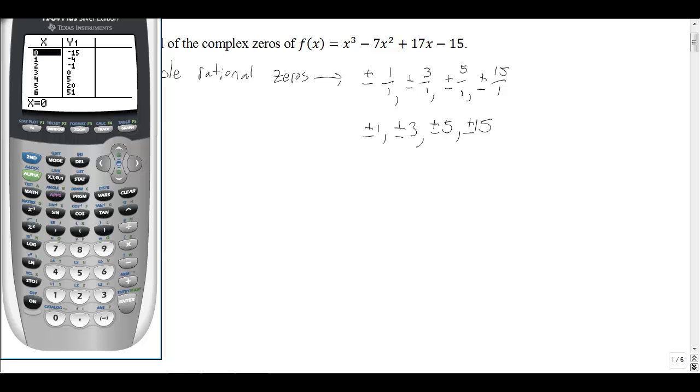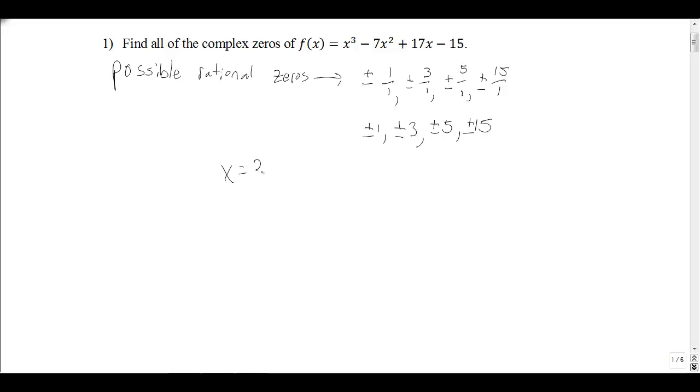So I do the table. I look down and I see if I plug in 3, I get a 0. You can also arrow up and down with the table here. Maybe I should check everything. There's 5, no zeros. I want to go up to 15, nothing there. And I want to go down to negative 15 as well. Doesn't seem promising, but yep, no zero. So the only zero we had was positive 3. So this calculator tells us that x equals 3 is a zero.